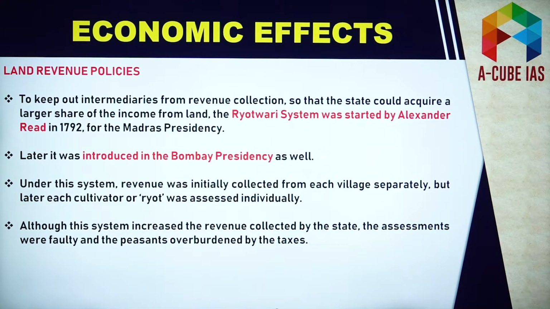Now let's try to know about the Raiyatwari system. Here you have to understand that this system was introduced in Madras Presidency. Later it was introduced in Bombay too, but initially it was introduced in Madras Presidency, and it was started by Alexander Reed in 1798. So the permanent settlement was introduced by Lord Cornwallis, and the Raiyatwari system was started by Alexander Reed. So do not get confused. Under this system, revenue was initially collected from each village separately, and then each cultivator was assessed individually.